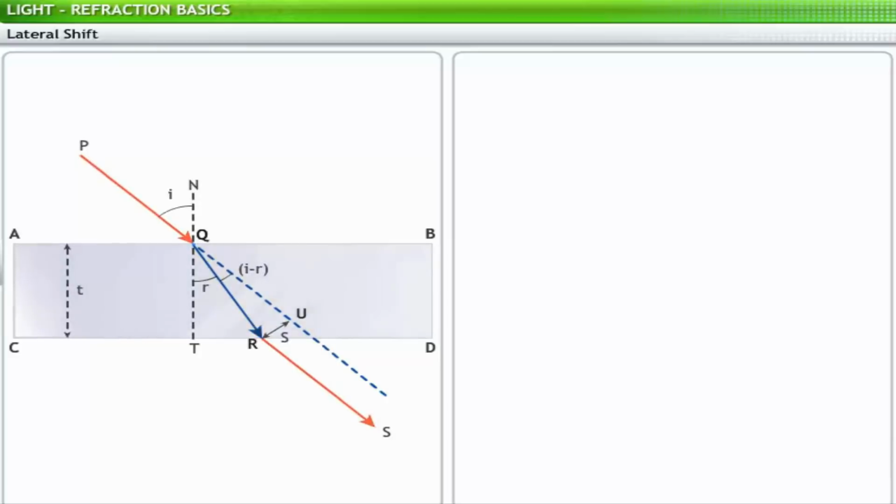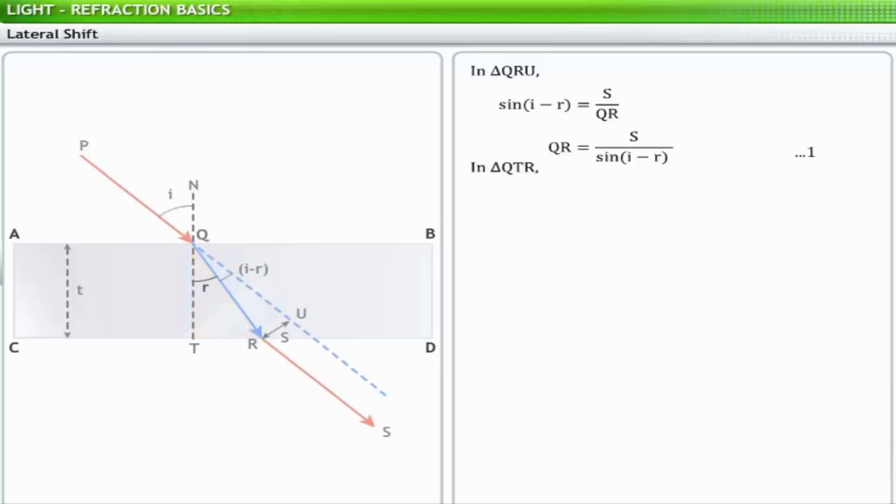Now consider the right triangle QRU. In this triangle, sine of (i minus r) is equal to the ratio of S to QR. Thus, QR is equal to the ratio of S to sine of (i minus r). This gives you equation 1. Now consider the right triangle QTR. In this triangle, cosine of r is equal to the ratio of QT to QR, which is equal to the ratio of thickness t of the slab to QR. Thus, QR is equal to the ratio of t to cosine of r. This gives you equation 2.